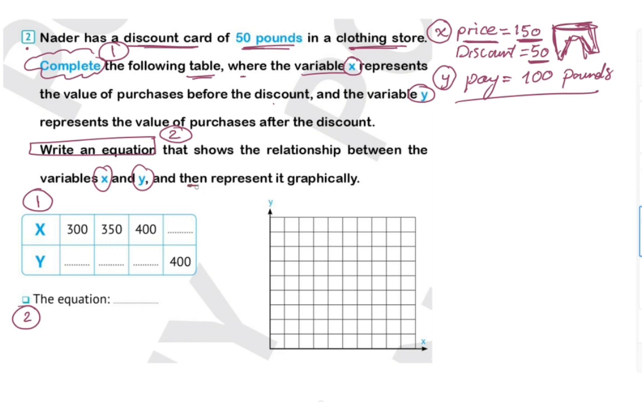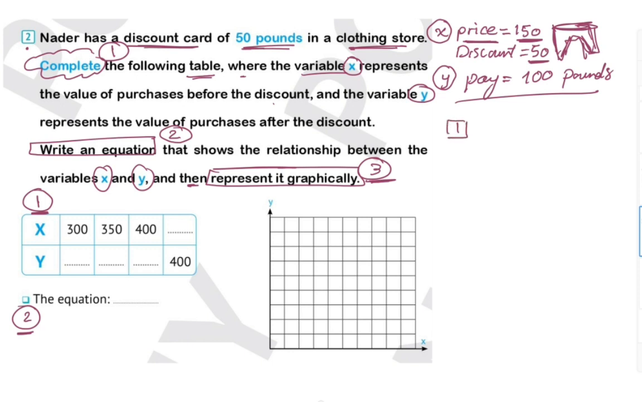And then represent it graphically. This is question number 3. Now, our question has 3 parts. First part, I need to complete this table. Second part, I need to write this equation. And third one, to graph this relation. Now, let's start step by step.